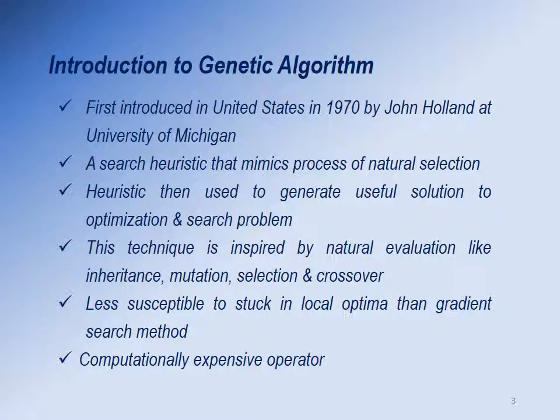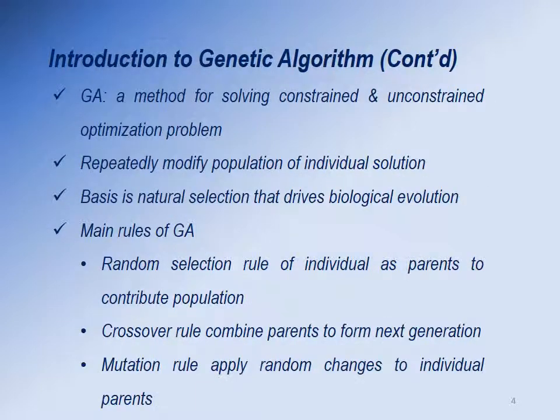This algorithm is less susceptible to getting stuck in a local optimum than gradient search methods, and computationally this algorithm is really expensive. In my next slide I'll go a little bit deeper into genetic algorithm. Genetic algorithm is a method for solving constrained and unconstrained optimization problems. This algorithm works by repeatedly modifying a population of individual solutions. The basis of this algorithm is natural selection, which drives biological evolution.